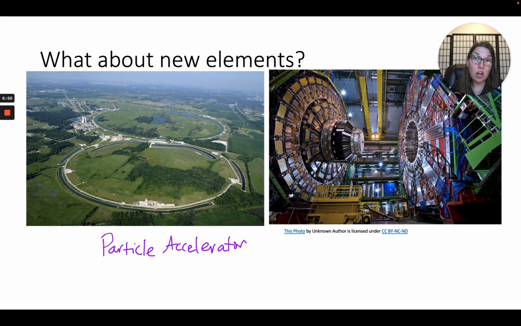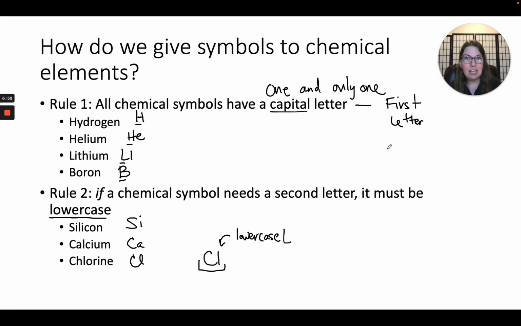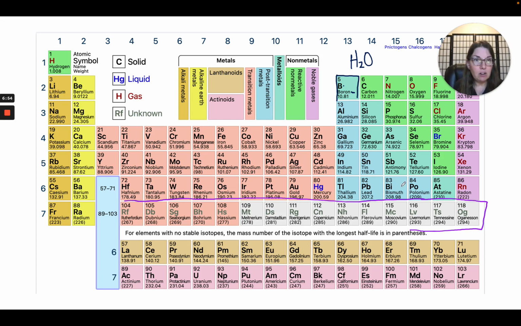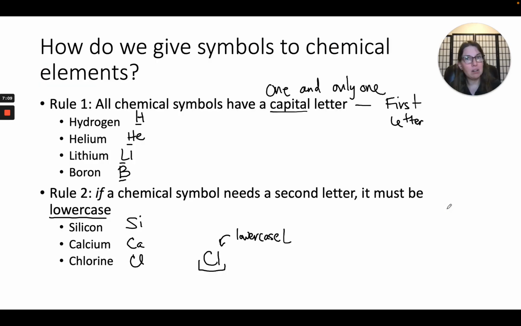But if scientists are able to detect it, as in the case of these new elements down here, then they publish it in a paper and they get to have a new name. So all these are man-made. They were not discovered in nature, but it's really cool that human beings have been able to put these together by accelerating particles near the speed of light.